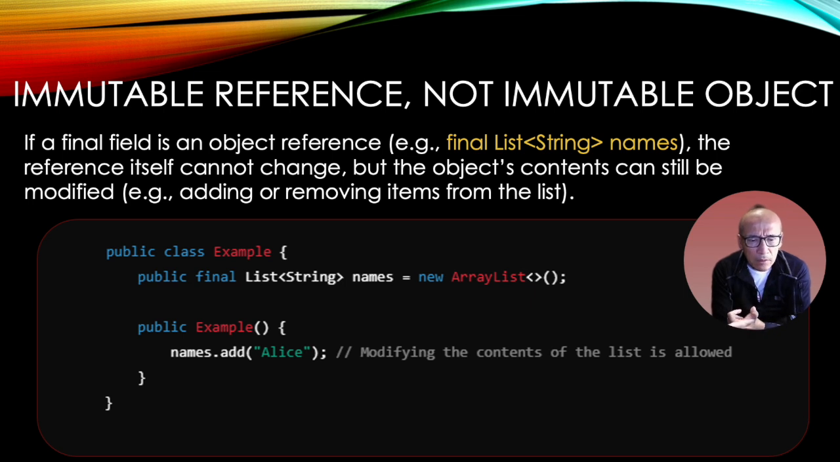All right, what about final in a reference like a list? What if I made the list final? Does that mean I can't add to it? No, it doesn't. It means you can't null it out or change it or assign it to something else. But the final field is an object reference. The reference itself cannot change, but the object's contents can still be modified, adding and removing from the list. So just because names is final, that means you can't make names equal some other array list. But the existing array list you can add and remove to it.